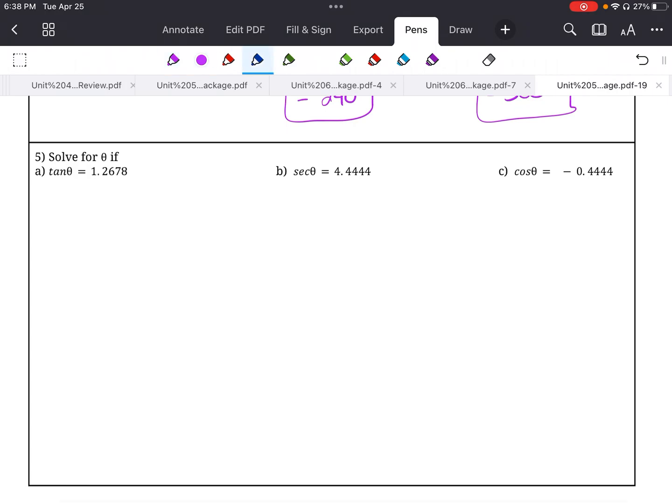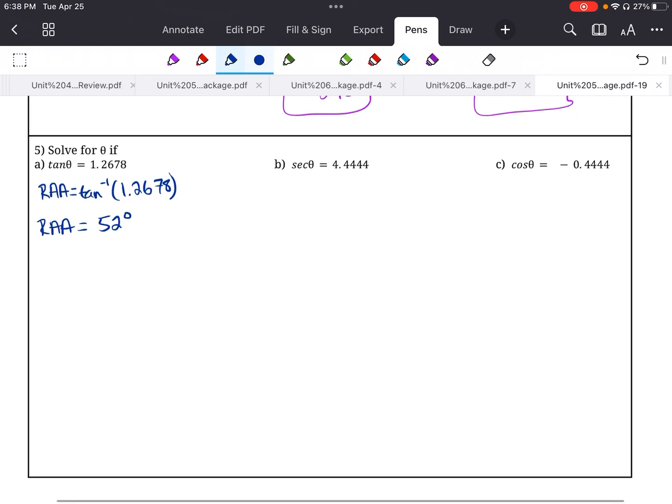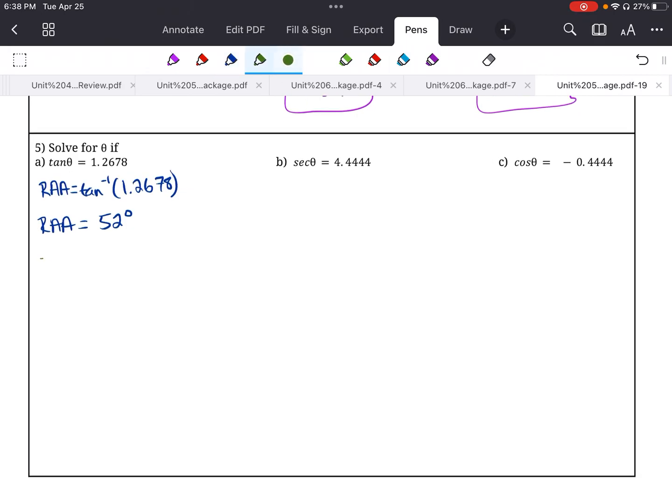Okay, and finally, we're going to do the same thing here. We're going to look for the angles and see what quadrants they work with. Okay, so the RAA for number 1 is the tan inverse of 1.2678. So that gives us a related acute angle of 52 degrees. Now, this was tan theta equals positive 1.2678, and tan is positive in 1 and 3.